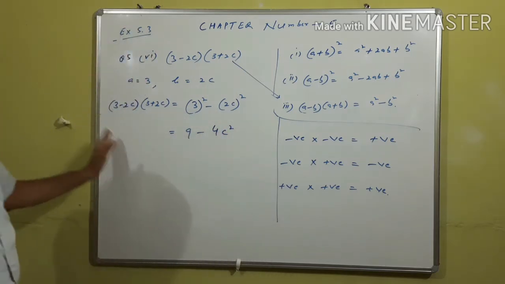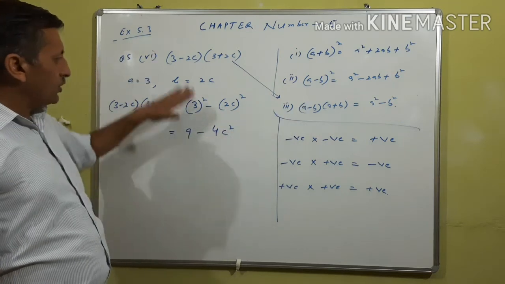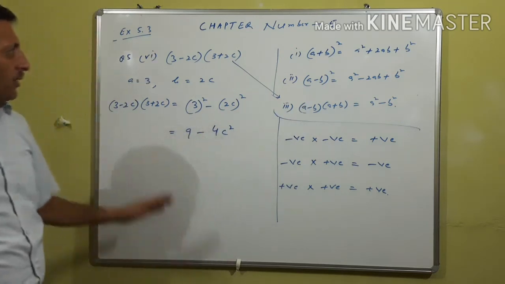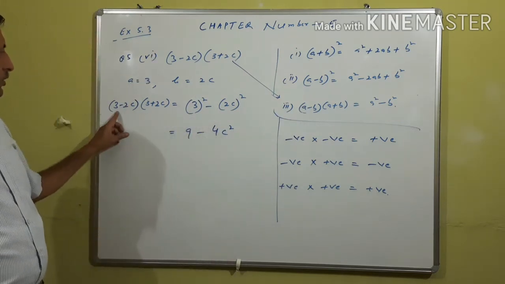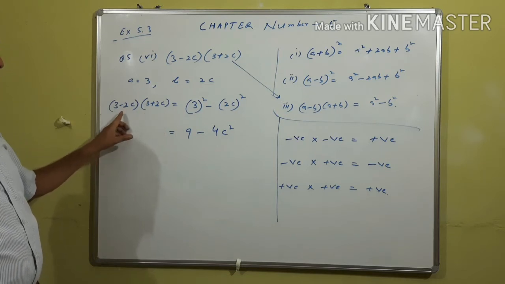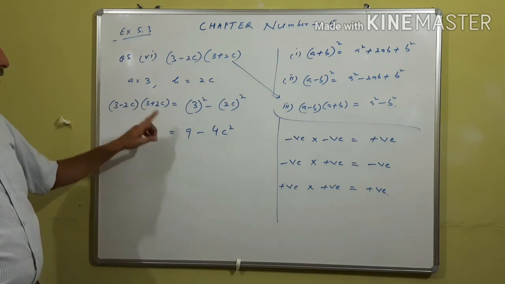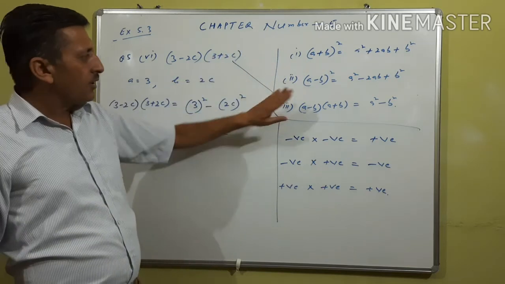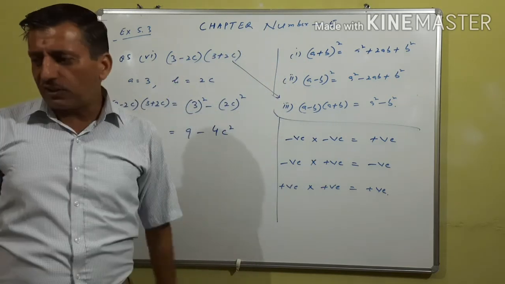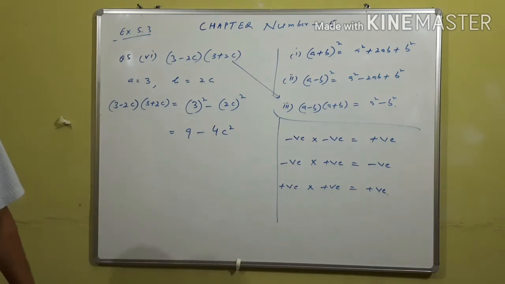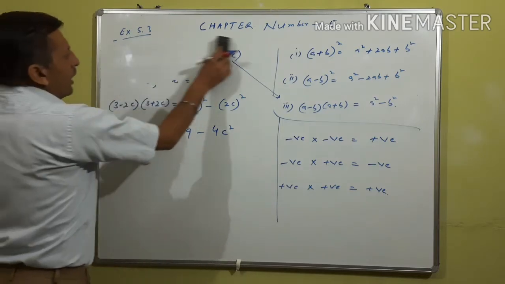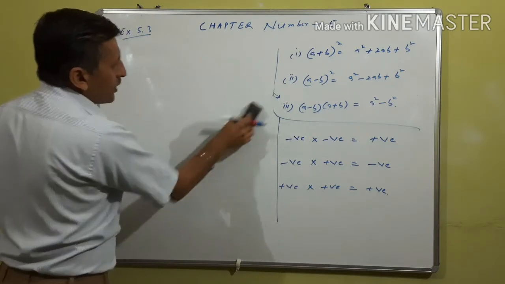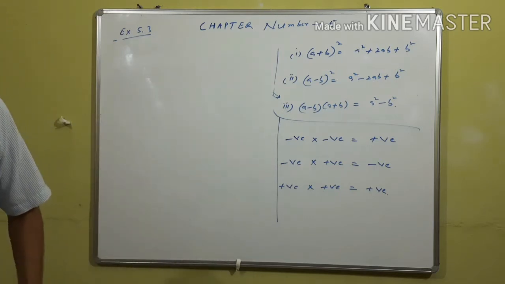So just use the identities and make your questions easy. Otherwise, you have to multiply these two terms: 3 into (3 plus 2c), then minus 2c into (3 plus 2c). So that is a typical one. So use the identities, and with the identities you will see your answers are very easy. So basically this is the use of the identities.